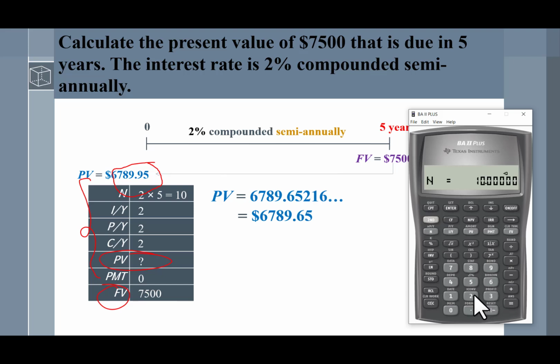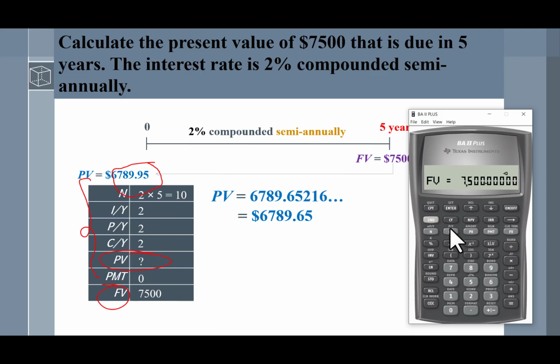Interest rate is 2, so I'm going to press on 2 and press IY. I'm going to come back to PY and CY. Let's press 0 and press the PMT. And of course, 7,500 is the future value. I'm going to repeat what I did in the future value video.